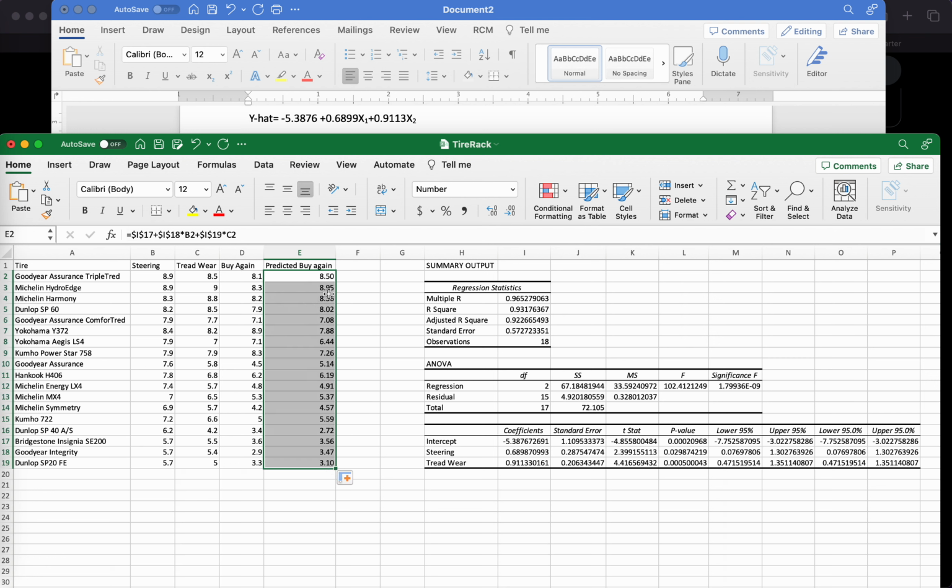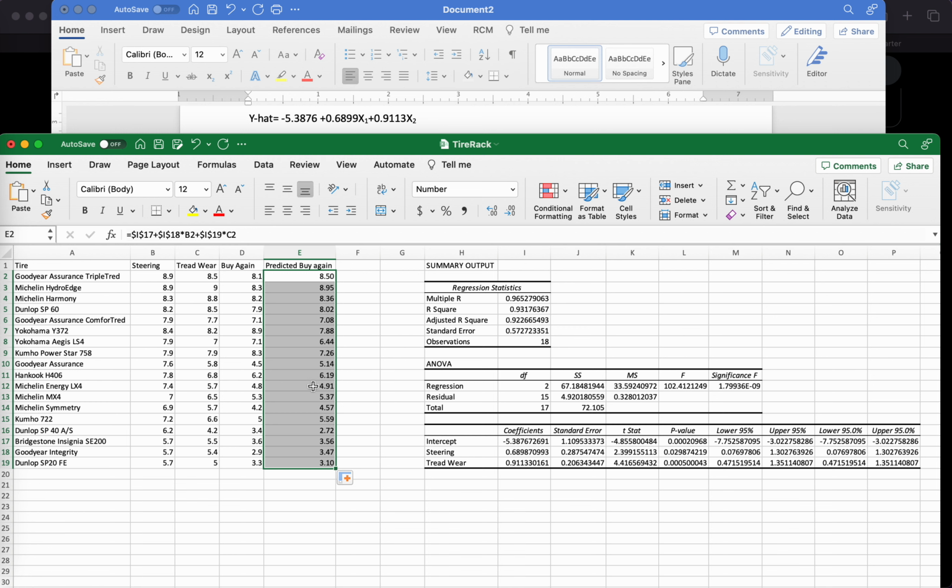There you go. So these are all the predictions. So for Michelin, the actual number was 8.3. We predicted 8.95. So some of these are higher, some of these are lower, right? So for example, Yokohama, the actual buy again was 8.9, but we predicted 7.88. Here it was 7.1, we predicted 7.08. We are very, very close. For some we are very close, some we are far away, some are above, some are low. But that's the predicted buy again value.